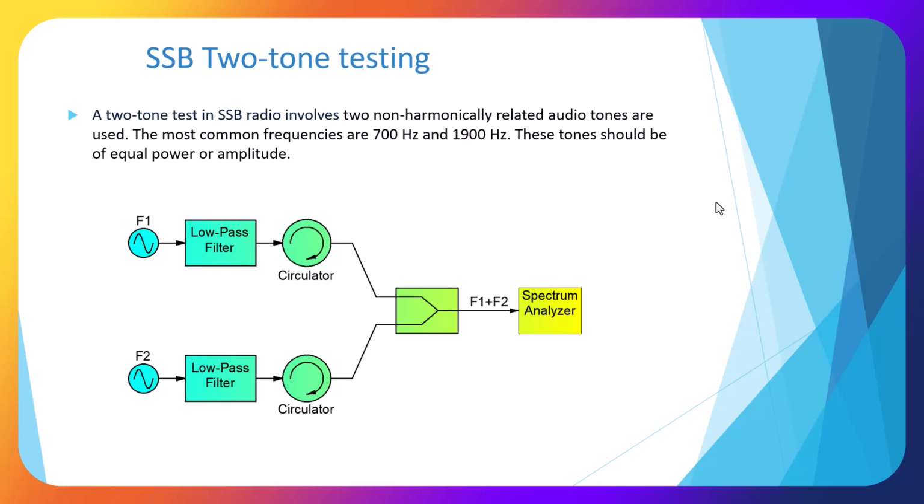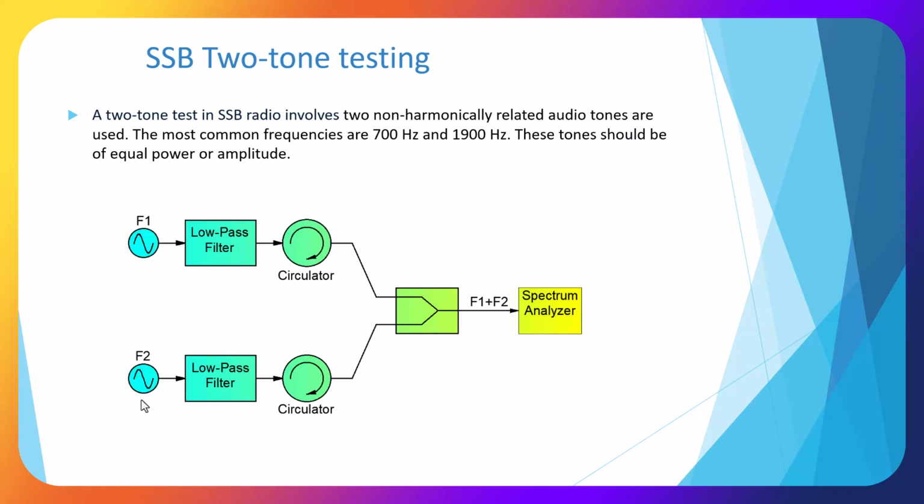Single sideband two-tone testing is used to test SSB devices, and it involves two non-harmonically related audio tones. The most common are 700 Hz and 1900 Hz, and they should be of equal power.